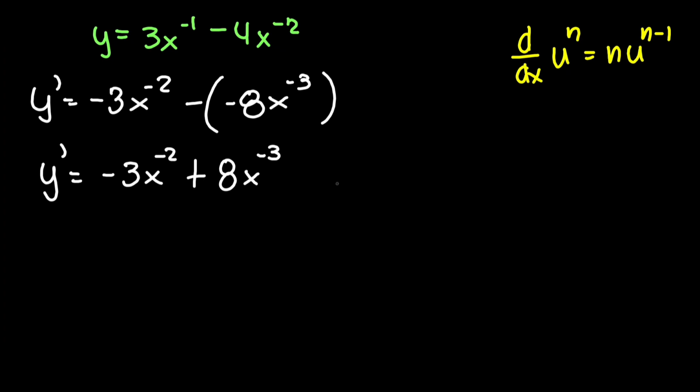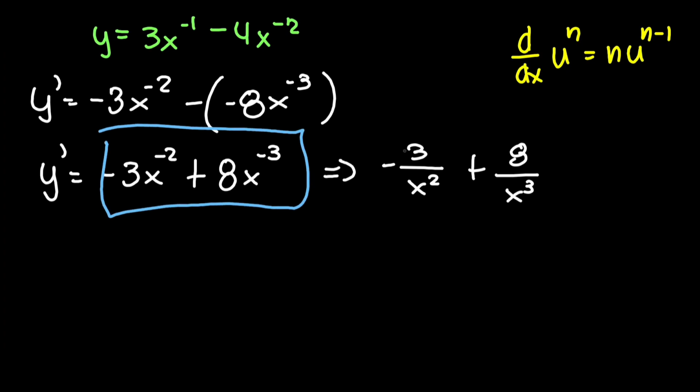Or if you would want to get the simpler form here, it would be equal to negative 3 over x to the power of 2 plus 8 over x to the power of 3. So either way, it would be either this one or this one as your final answer, depending on your preferences.